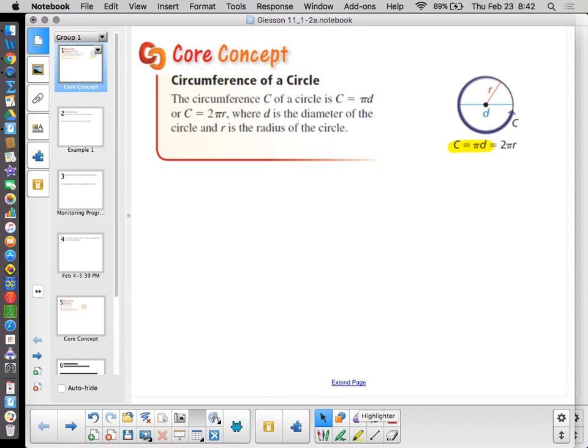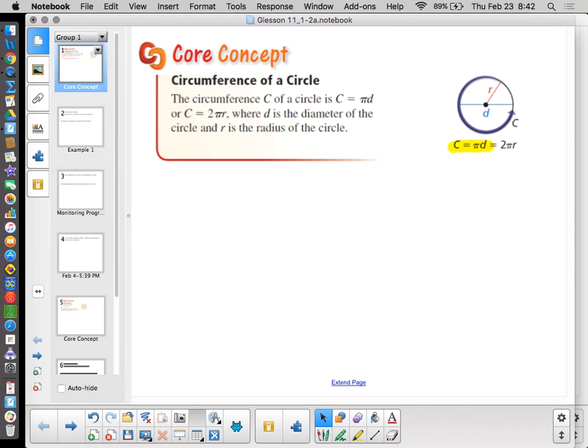Now, the other question that always comes up is when do we approximate pi as 3.14, and when do we just go ahead and leave it as a pi, leave answers in terms of pi? And generally, we leave things in terms of pi when it is practical to do so.